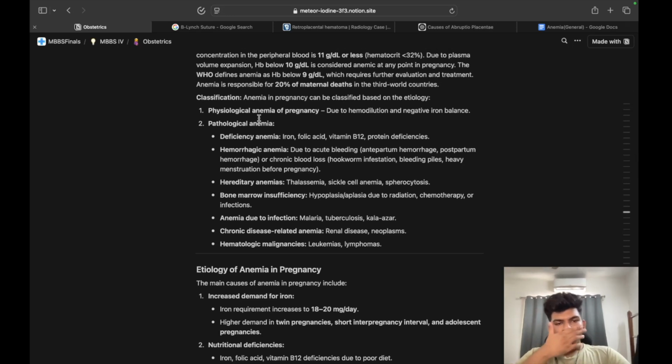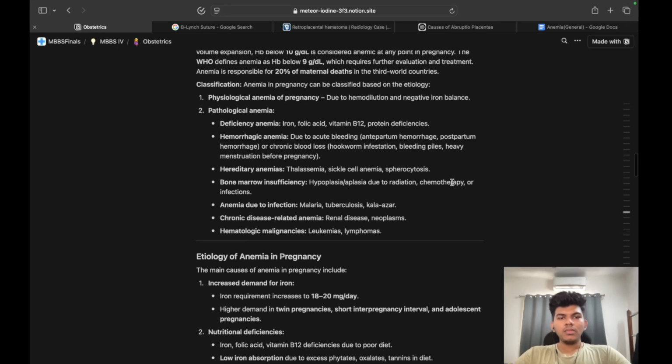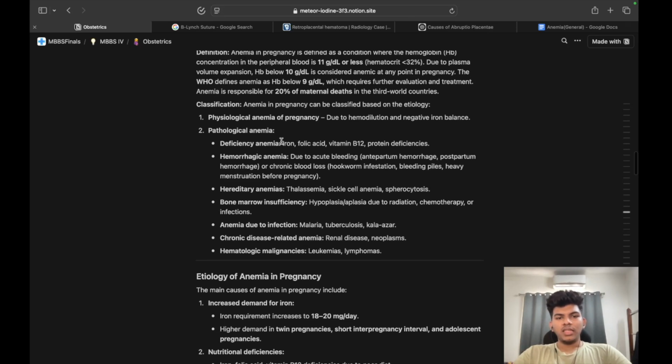Coming to the classification, we have physiological and pathological anemia. The first one we know already, we have seen it: due to hemodilution and negative iron balance. Pathological anemia includes deficiency anemias, hemorrhagic anemias, hereditary anemias, bone marrow insufficiency, anemia due to infection, chronic disease related anemia, and hematologic malignancies. First one, deficiency anemia: there could be iron, folate, B12 and protein deficiencies. We know the mechanisms already, so anemia should be a very quick chapter to finish, except the management part, which is different for pregnant females. Overall it should be faster.